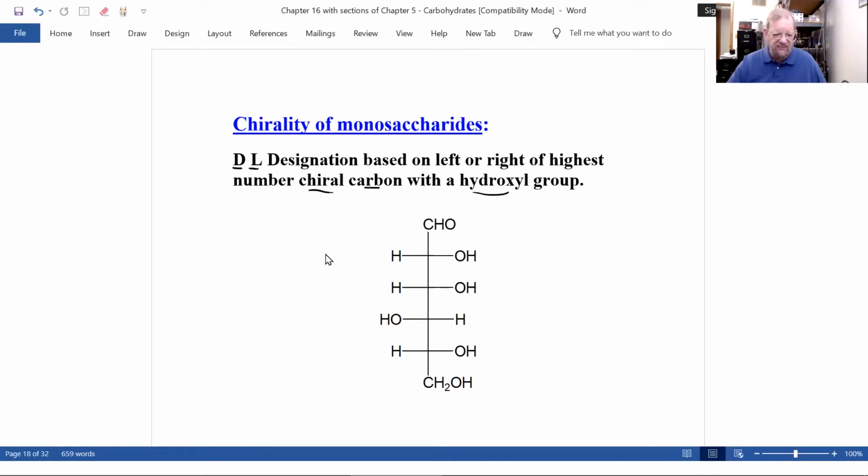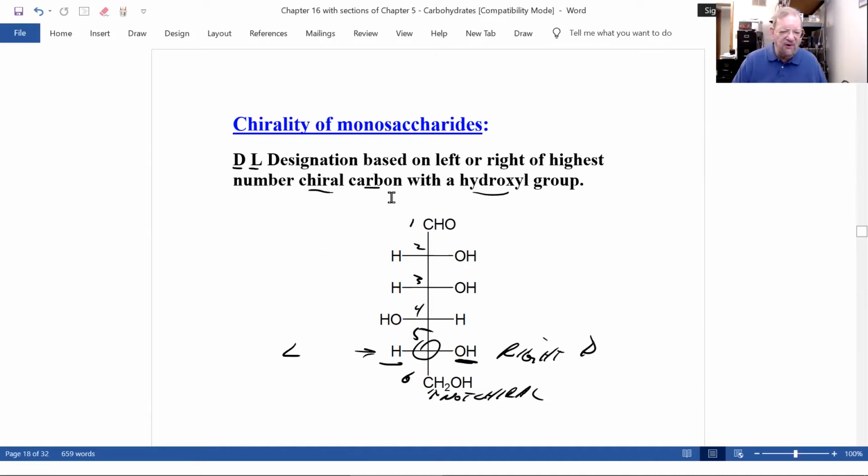In an aldehyde, which really this is 1, 2, 3, 4, 5, 6. This is not chiral. So this is the highest number. If the hydroxyl group is on the right, we put a D in front of the name, D-glucose. If we're on the left, it would be L-glucose.